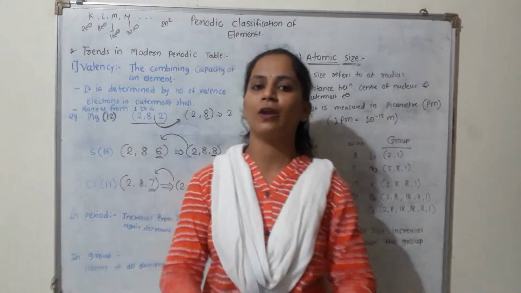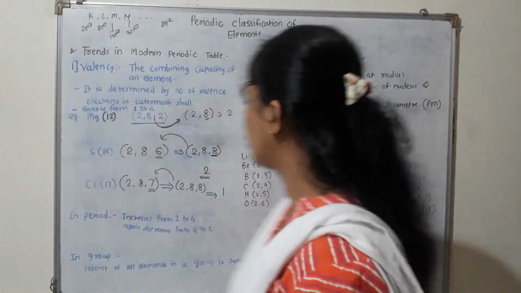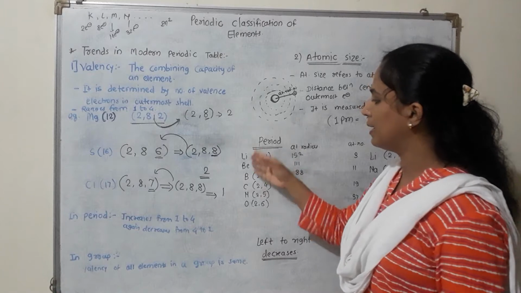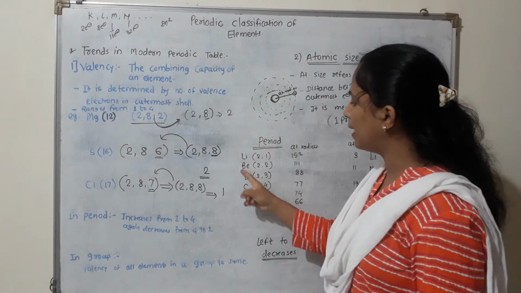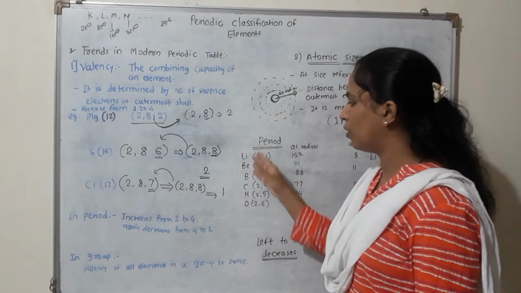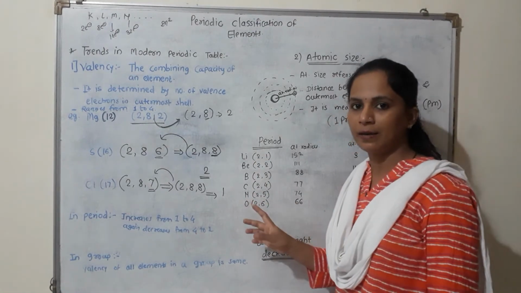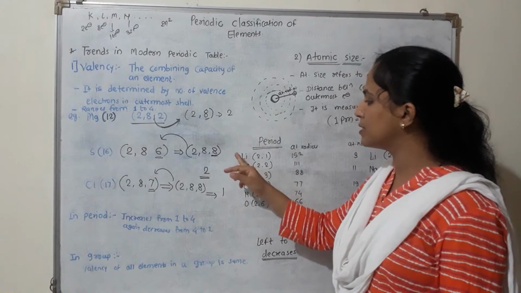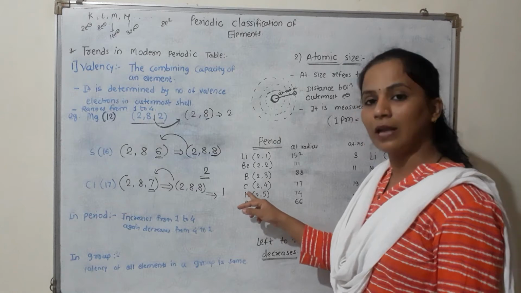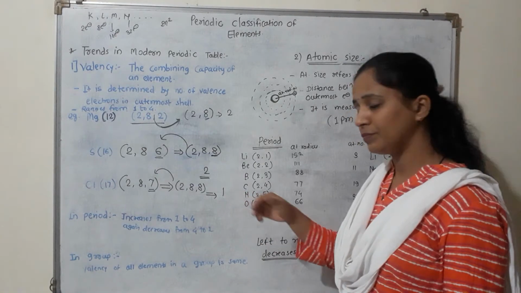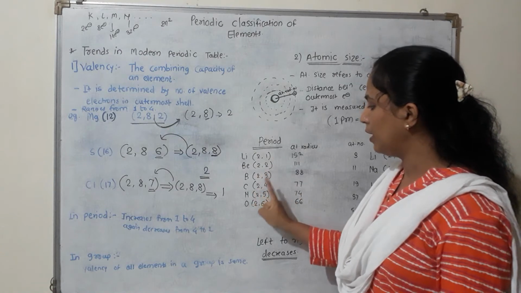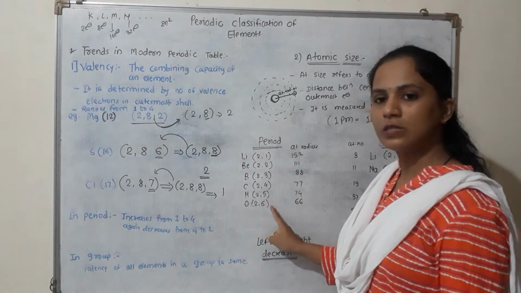Got it, student? Now we are going to study atomic radius. So you can see here in periods, we are just going to take examples of some elements in a period. So lithium, beryllium, boron, carbon, nitrogen, oxygen, all these elements are present in the second period. So what is the atomic number of lithium? It is 3, then beryllium is 4, boron is 5, carbon is 6, nitrogen is 7 and oxygen is 8. Their electronic configurations are 2,1; 2,2; 2,3; 2,4; 2,5; 2,6 like this.